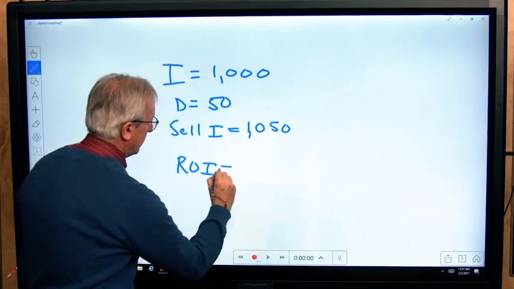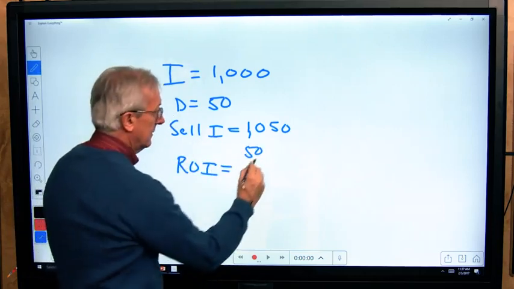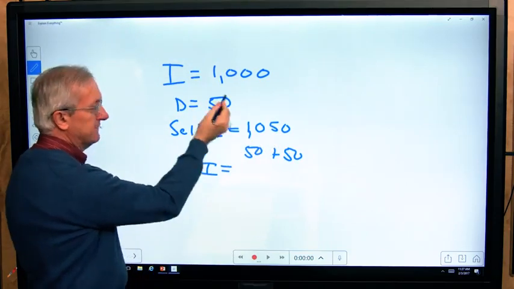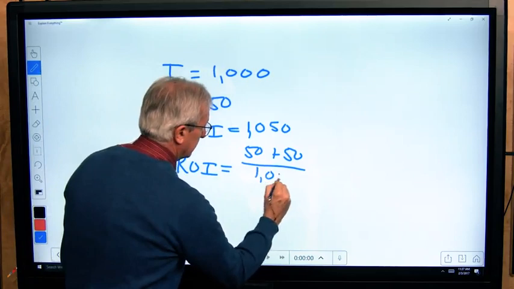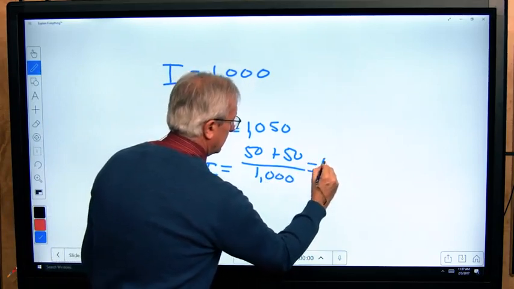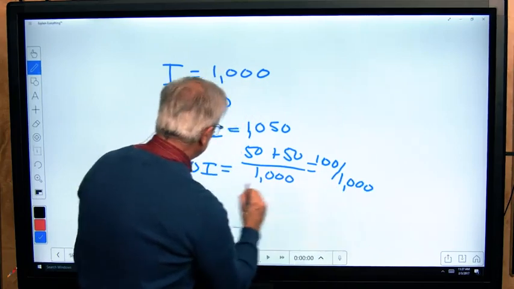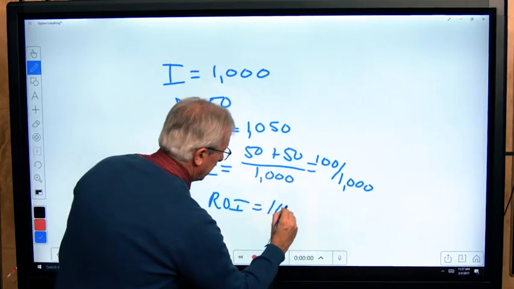So our ROI would be the $50 of dividends that we got throughout the year, plus the $50 gain that we sold the investment for at the end of the year, divided by the original investment. Thus, it's 100 over the 1,000. And basically, our ROI in this example is 10%.